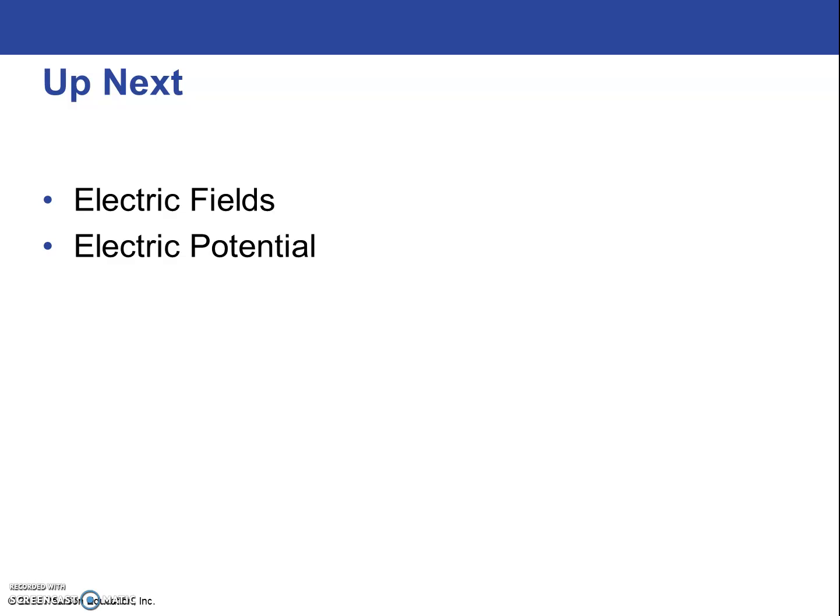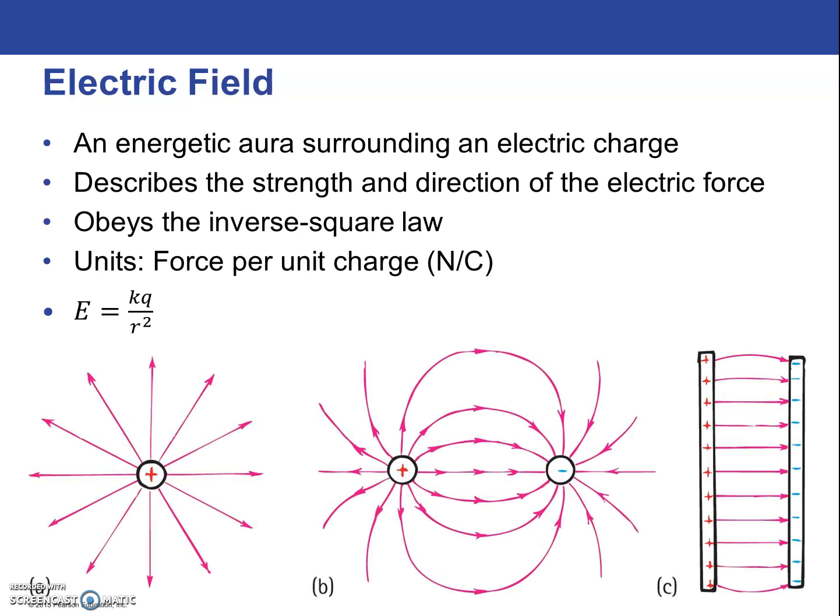So the last part of this chapter involves talking about electric fields and electric potential. You should already have an idea of what an electric field is, since we've talked about gravitational fields. Essentially, an electric field is, again, an energetic aura that surrounds electric charges. Specifically, it's an aura that surrounds electric charges that is only felt by other electric charges.